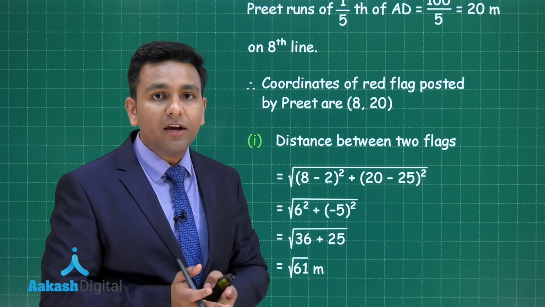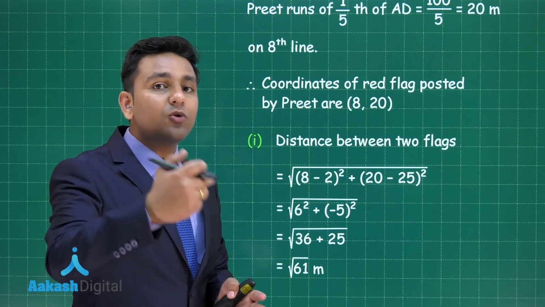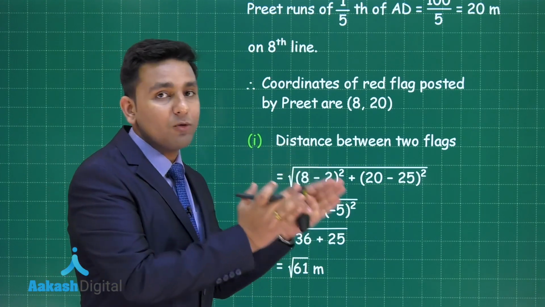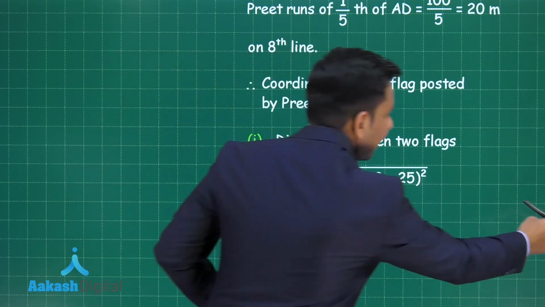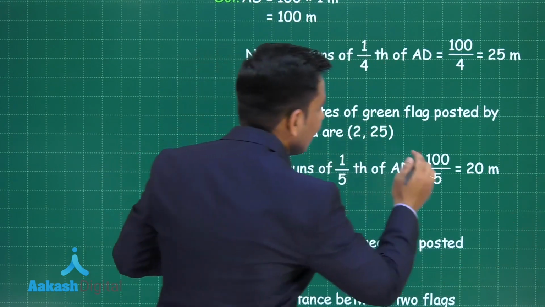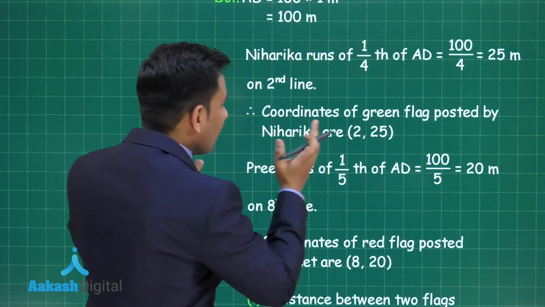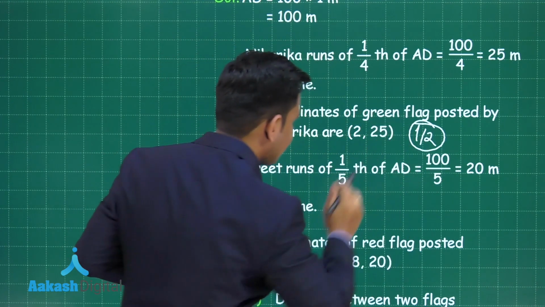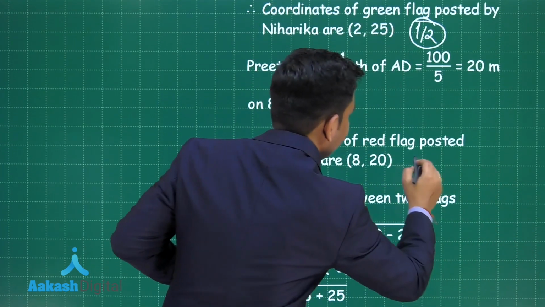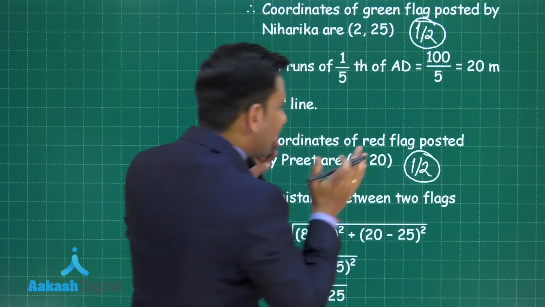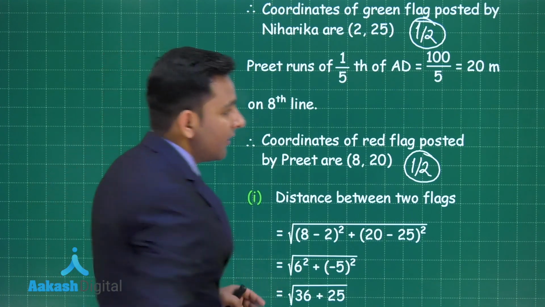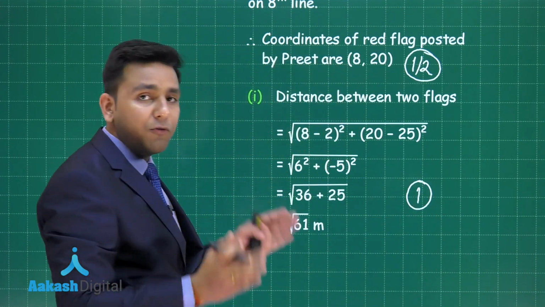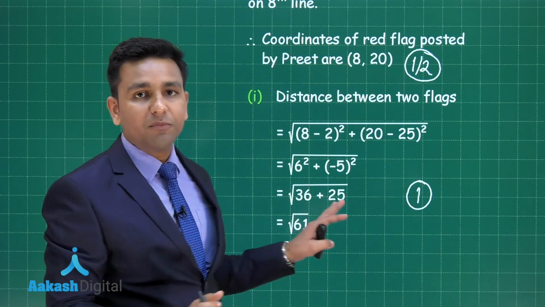इसमें मार्किंग स्कीम कैसे होगी? क्वेश्चन में 2 पार्ट है, तो मैं इन दोनों पार्ट को एक एक नंबर दूंगा और जो बेसिक कैलकुलेशन है 1 मार्क मैं उसके लिए रखूंगा. So here I can give 1 mark for this basic calculation, half mark for calculating the coordinates of the green flag posted by Niharika. So half mark for this step and half mark for determining the coordinates where the red flag is posted. 1 mark for calculating the distance between the two flags. So this is for the first part of this question.